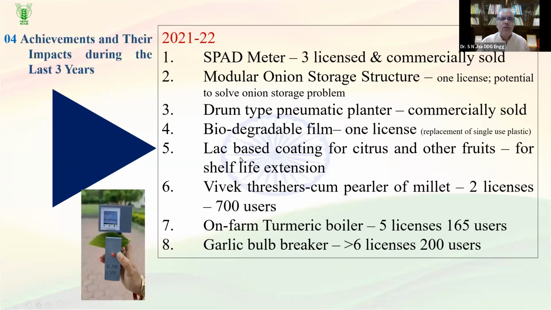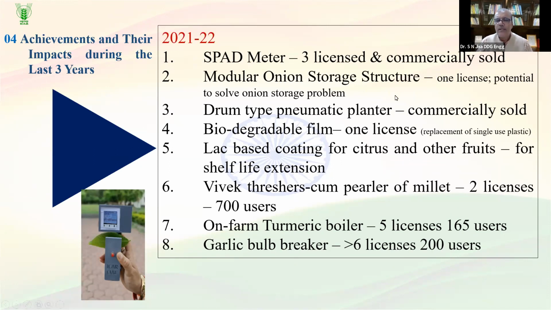Then 21, 22, already I have told, a SPAD meter, modular onion storage structures. One license is presently only, but it has potential to solve the onion storage problem. We have approached the Ministry of Consumer Affairs to finance so that we can erect it and commission it in different onion growing states, and it may solve the problem of onion storage. Around 30 to 40% loss of onion storage is reduced.